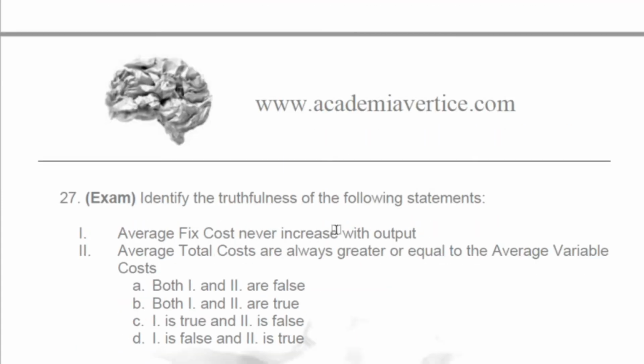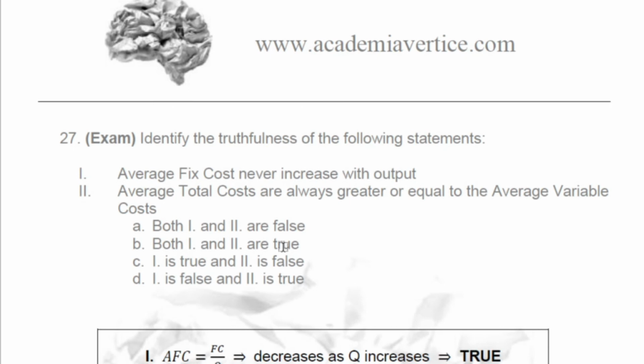Just that. 27th, another exam question. Identify the truthfulness of the following statements. Average fixed cost never increases with output. Of course, average fixed cost is a decreasing hyperbolic curve because it's a number divided by q. So the more q I use, the less the average fixed cost. So that's true.